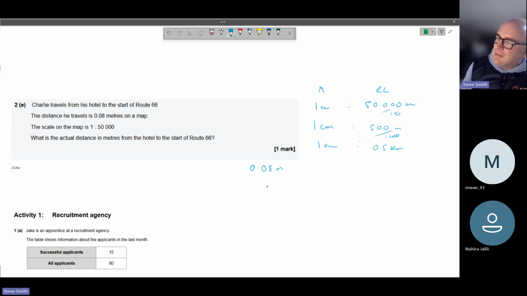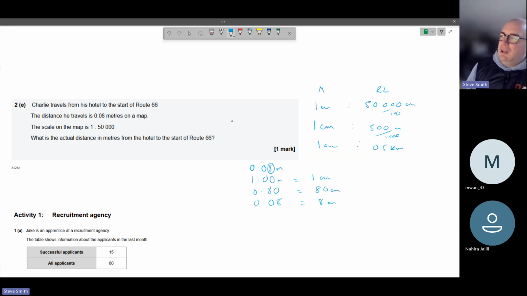0.08 meters. So if we think 1 meter is 100 centimeters, I look at that number and think, right, so if that is 0.8, that is 80 centimeters. 0.8. So now 0.08 must be 8 centimeters. That's saying that's 8 parts of 100. 8 parts of 100. So it's 8 centimeters. So he's saying that he travels 8 centimeters on the map.